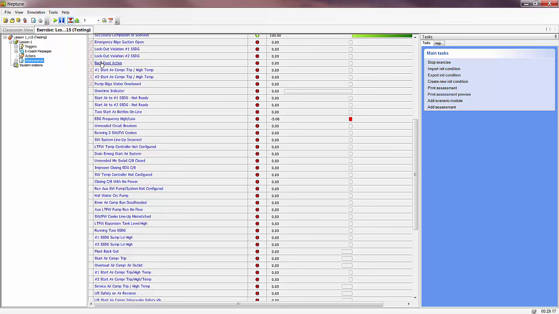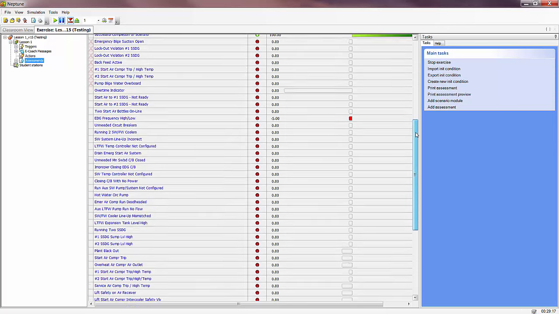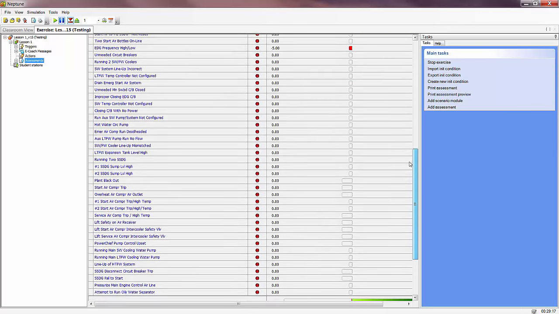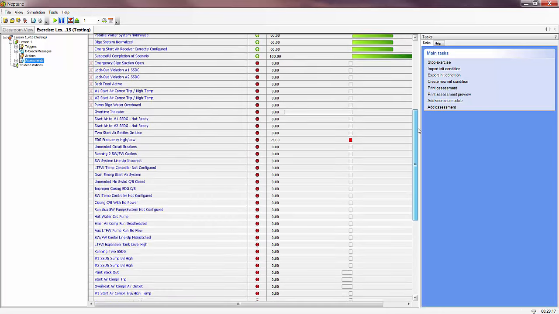Number one or number two start air compressor tripped due to high temperature. That's usually because there was no cooling water to them and they overheated and shut down with damage. So you'll fail the assessment for that. Bilge pump water overboard. This is if you run the oily water separator to pump bilge water over the side. Again, in today's world, that is not legal while you're in inland waters. All right, so these are all the negatives.